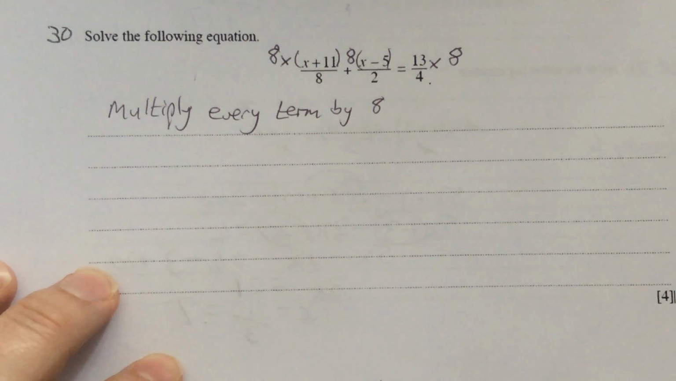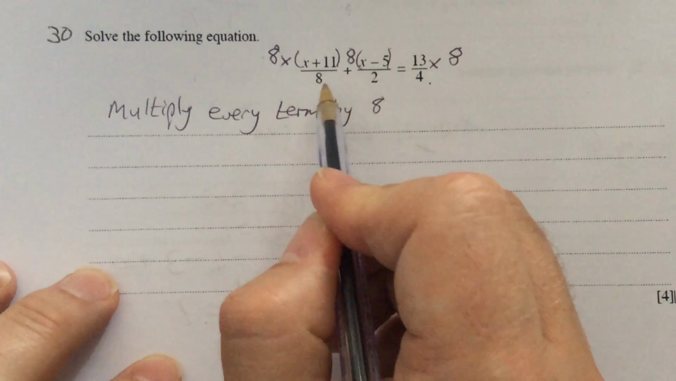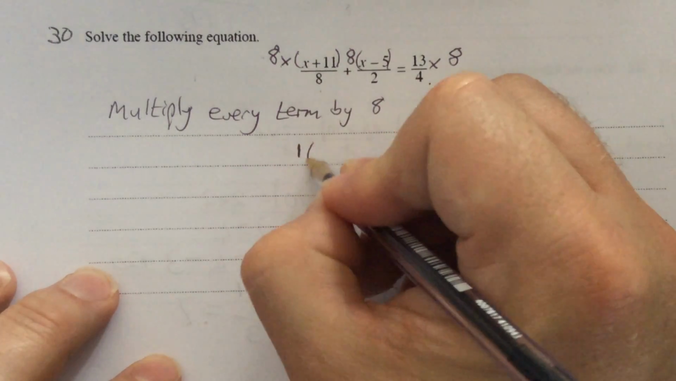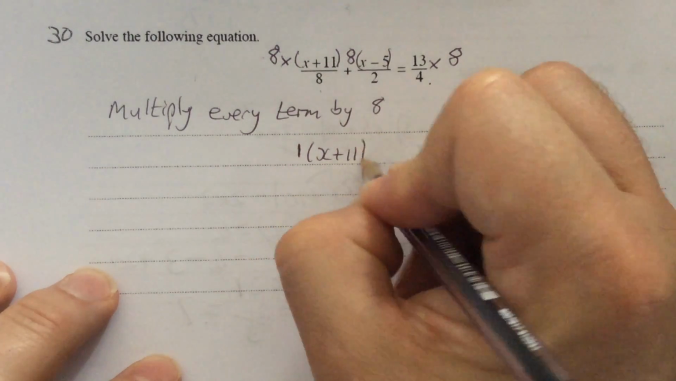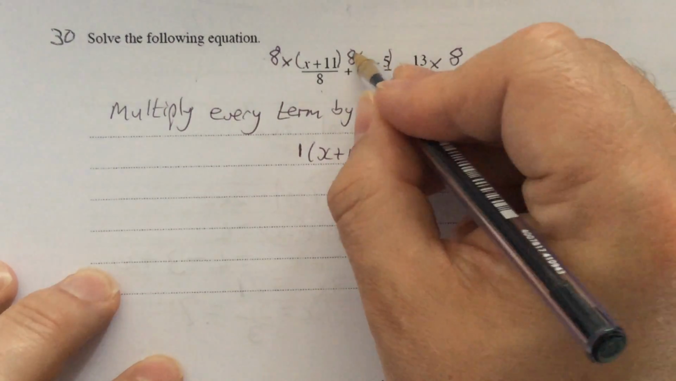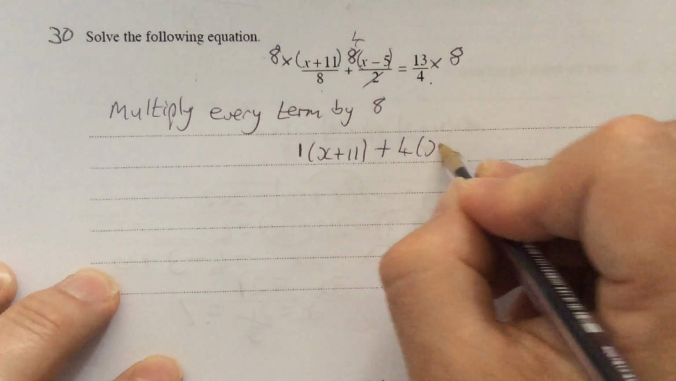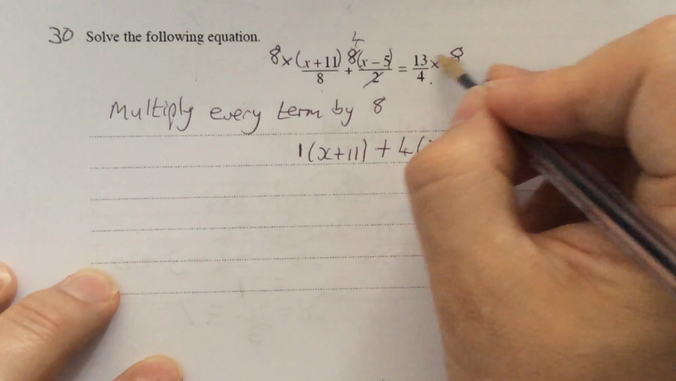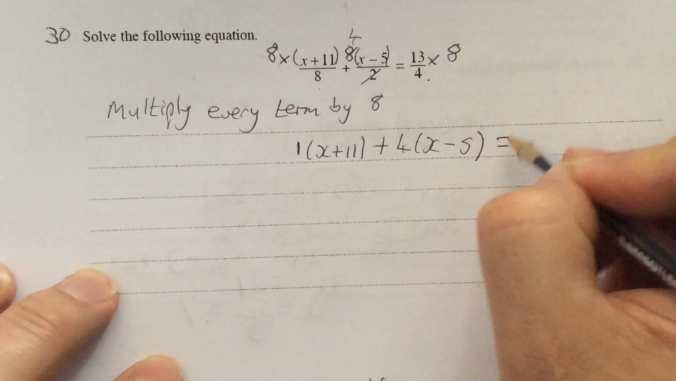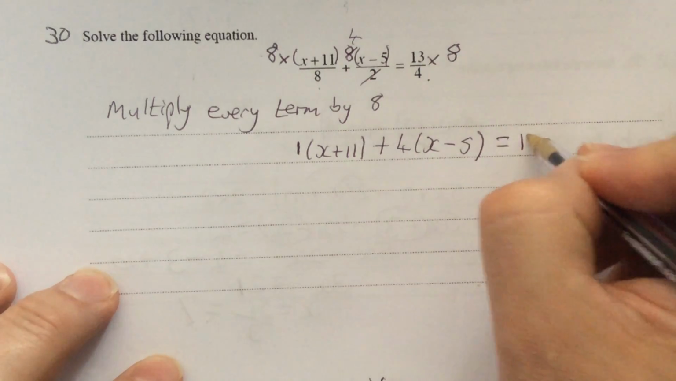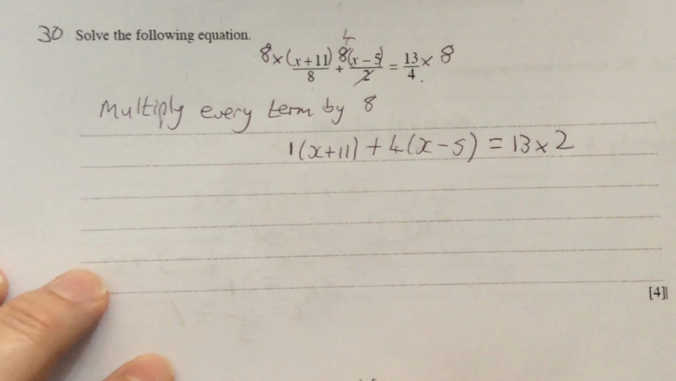So what I have to do now is cancel down. 8 divided by 8 is 1, so we get 1 lot of (x plus 11). Plus 8 divided by 2 is 4, so I get 4 lots of (x minus 5), is equal to 8 divided by 4 is 2. So I get 13 times 2 on this side.